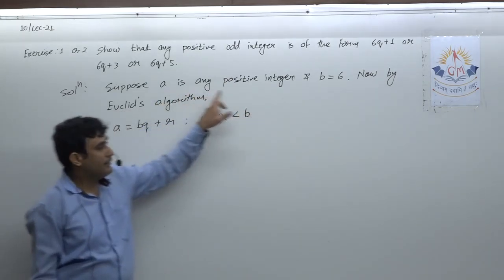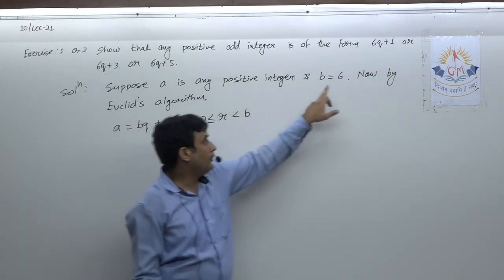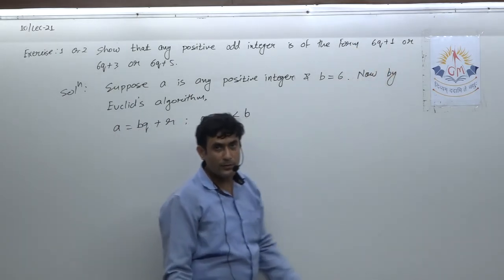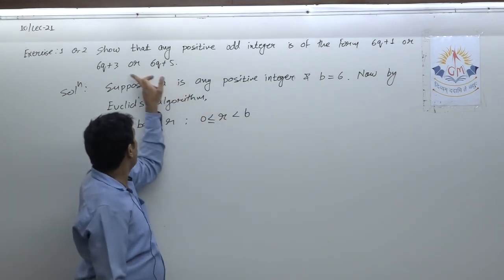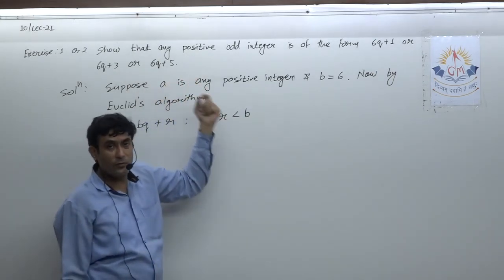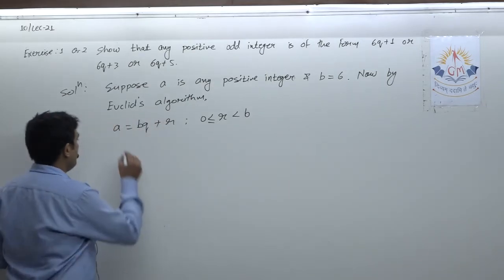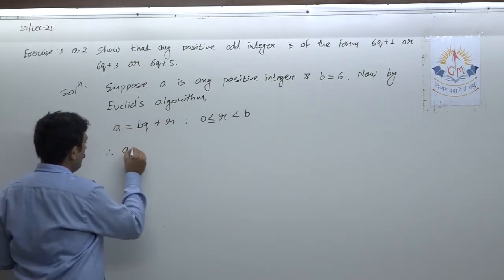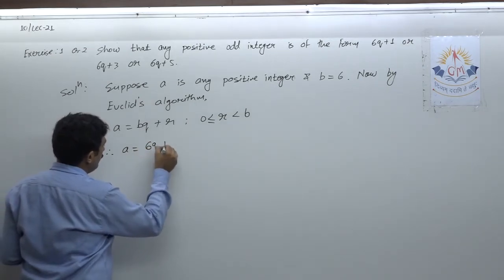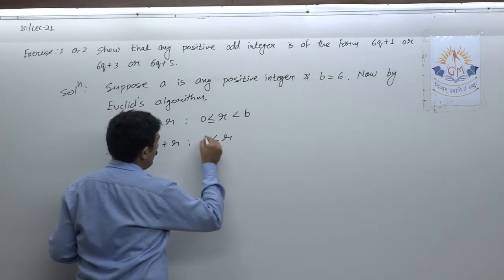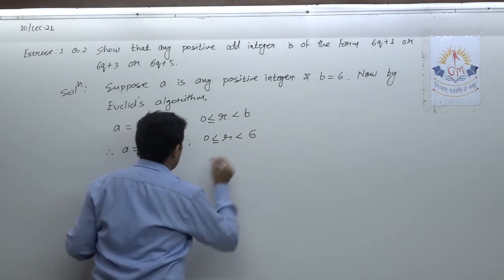I assume that a is any positive integer and I suppose b equal to 6. Why? Because this is 6q, 6q plus 4, 6q plus 8. Here it is not 4 but 6q plus 3, 6q plus 5. That gives me the idea of what b should be taken. Therefore, a is equal to 6q plus r, and here r is greater than or equal to 0, less than 6.